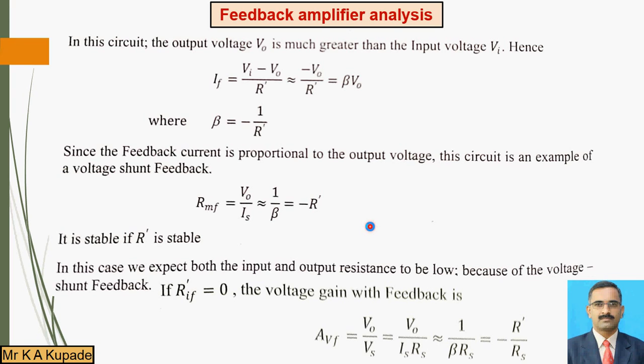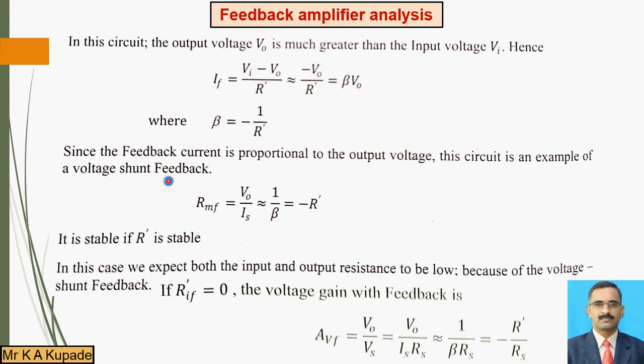So minus V naught upon R dash, that is equal to beta V naught. So here beta is equal to 1 minus 1 upon R dash. Since the feedback current is proportional to the output voltage, this circuit is an example of voltage shunt feedback.